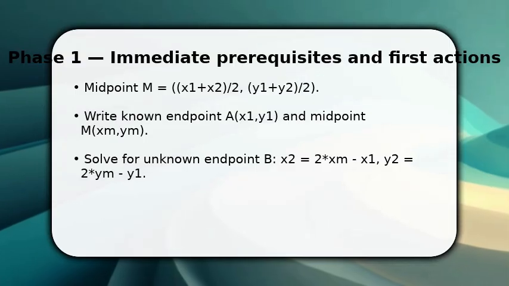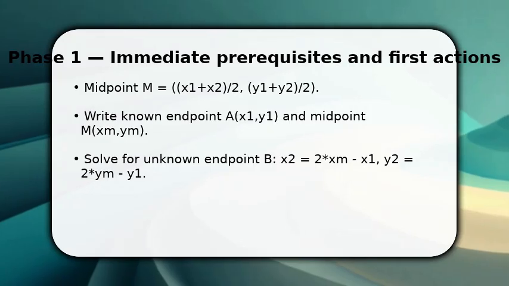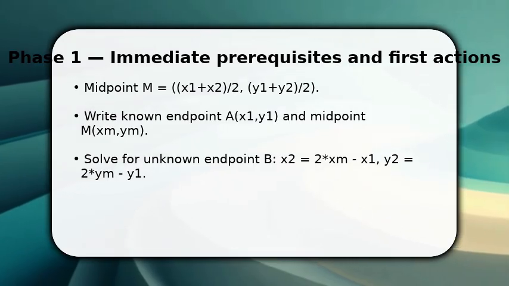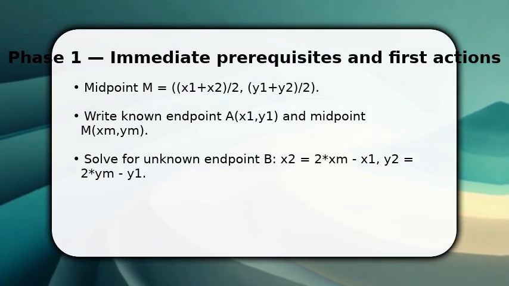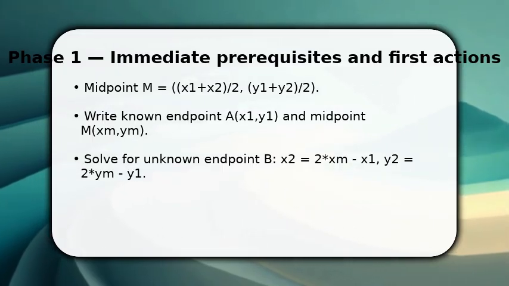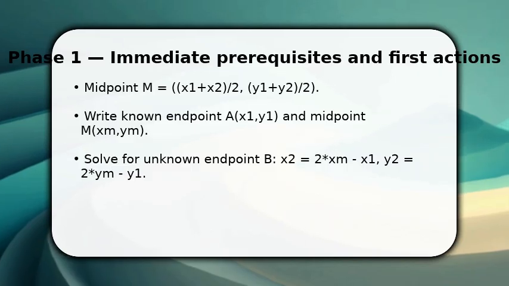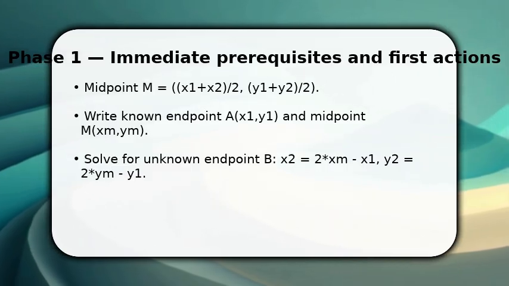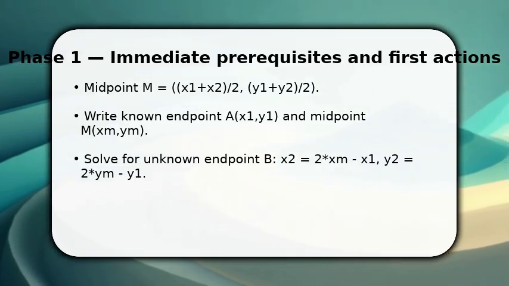You start by writing the midpoint formula and plugging in what you know. Write A as x1, y1, and M as xm, ym. Once done, isolate the unknowns by multiplying both midpoint components by 2. Make sure to subtract the known endpoint coordinates from those doubled midpoint values.